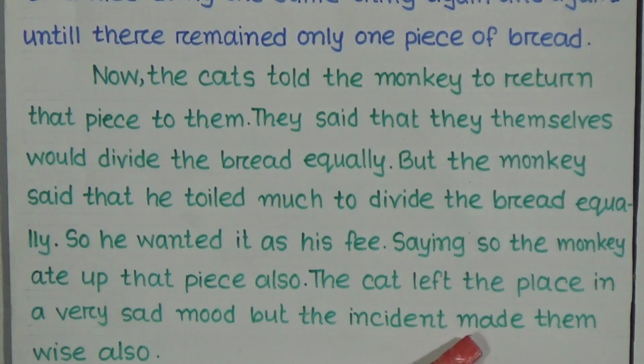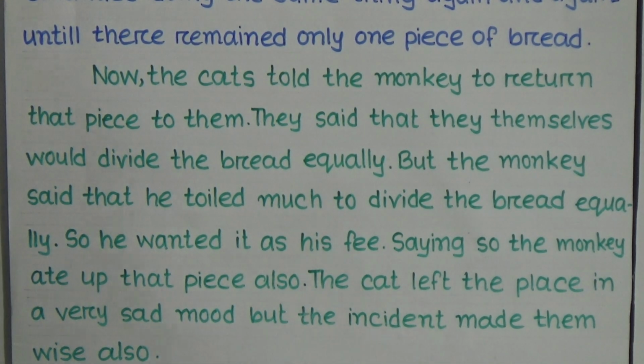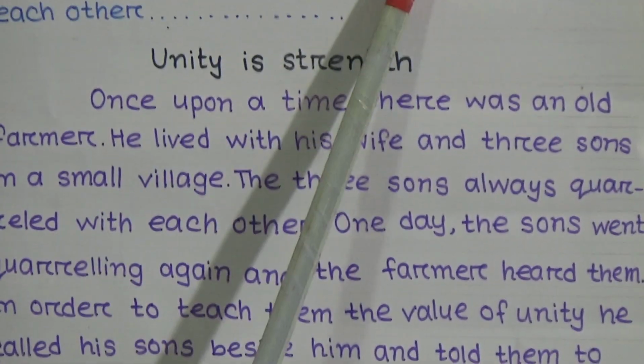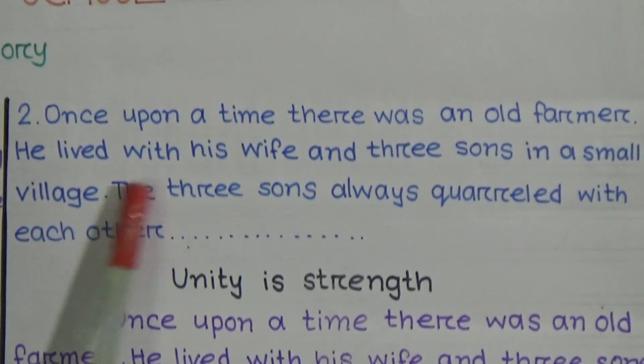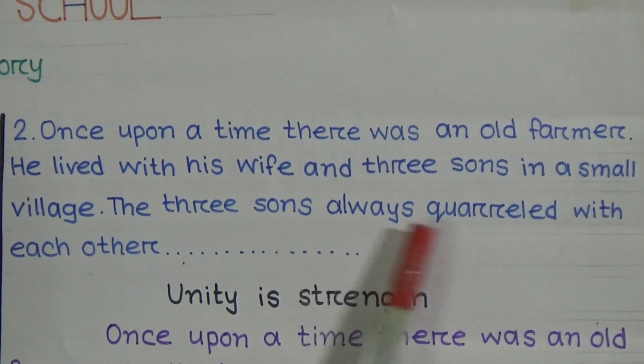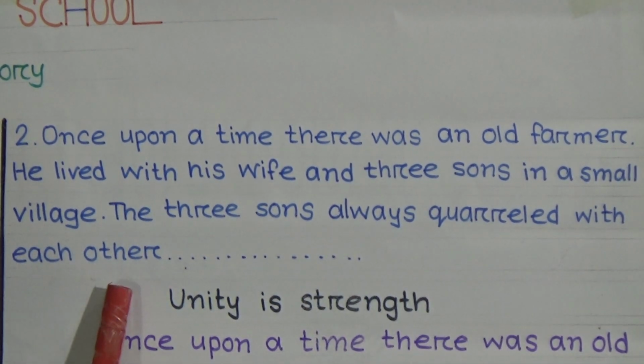So like this, students, you have to complete the story. Now we'll practice another one. It's about unity is strength. And the given question is, once upon a time there was an old farmer. He lived with his wife and 3 sons in a small village. The 3 sons always quarreled with each other, and then you have to complete the story.